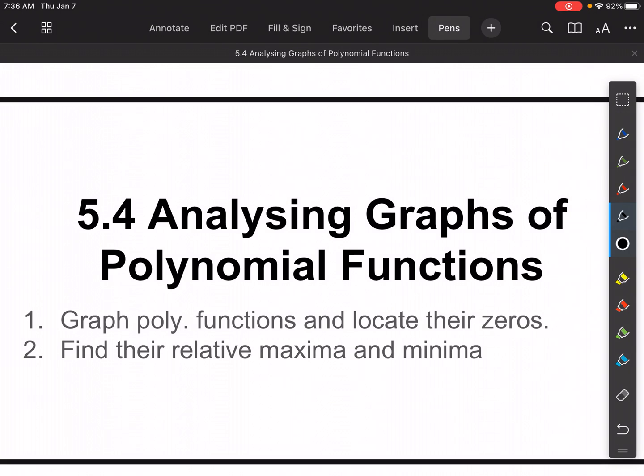All right, Algebra 2 for 5.4. I'm going to make this lesson kind of short, even though it's a little bit longer in nature, but I'll do more in class. But I just want to get you guys the basics here. So 5.4, analyzing graphs of polynomial functions.